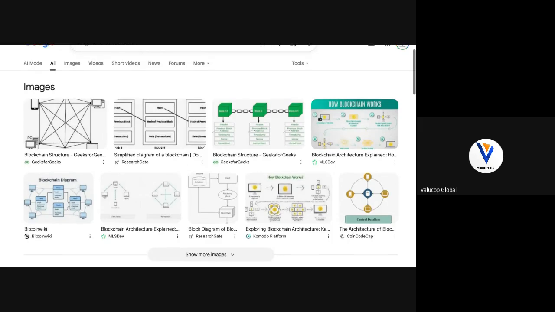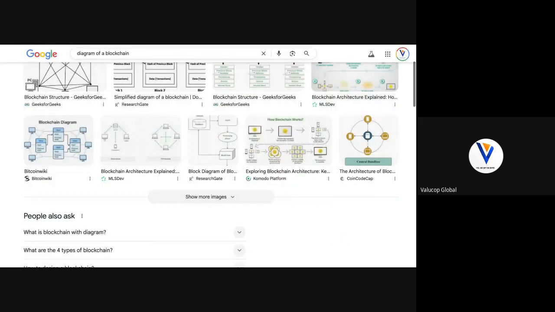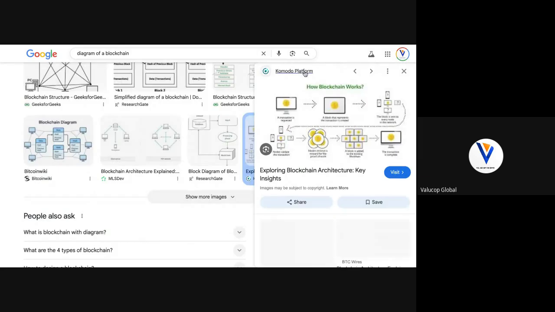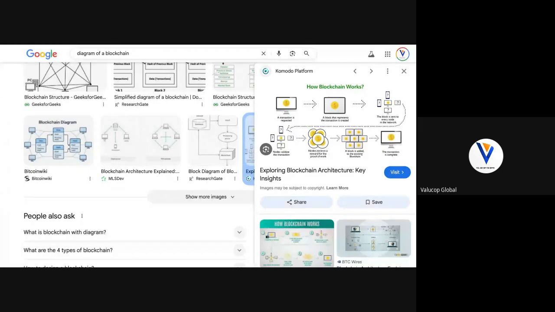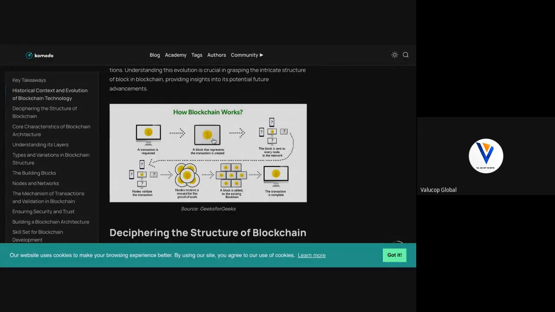So now we're going to look at different images of what the blockchain looks like. Let me share the screen now. So let's look at this. This is how the blockchain works.